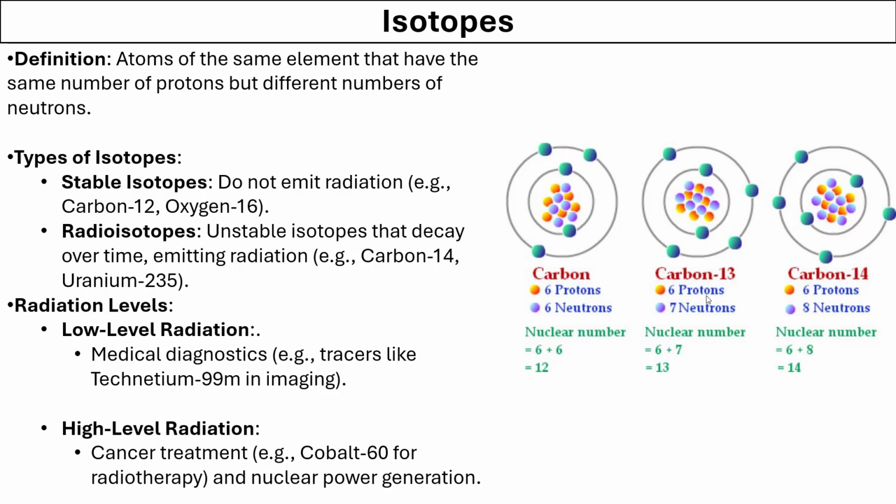They all have 6 protons in their nucleus, so their atomic number is 6, but their atomic masses are different because they have different numbers of neutrons. Having extra neutrons makes these atoms very unstable sometimes, so they can become radioactive. So the radioactive isotopes decay over time and they emit radiations. These radiations can be low level radiations or high level radiations, and they have several applications in the field of biology, in diagnostics as well as treatment.